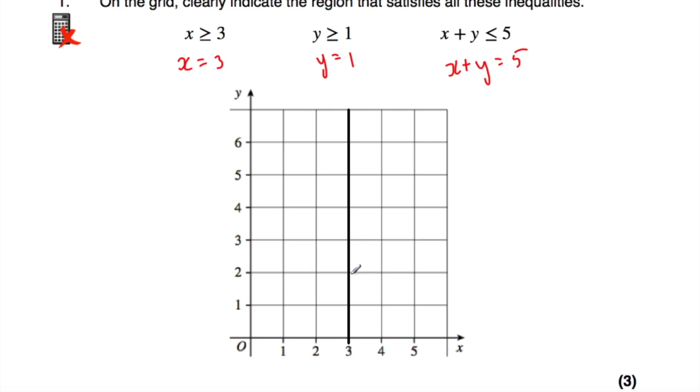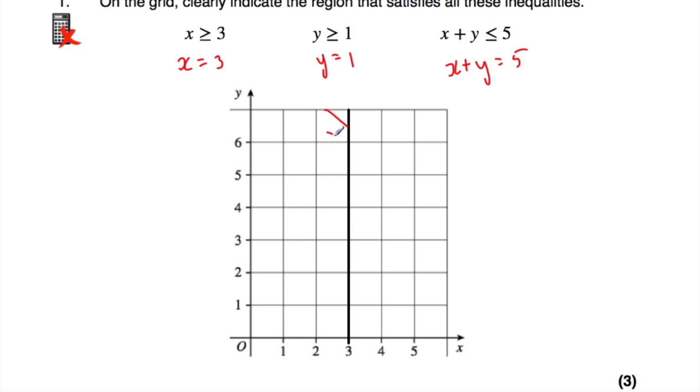All the points on that line have got an x coordinate that's equal to 3. And all the points on the right hand side would satisfy it as well because 4 across 2 up, as I said, that point there has got an x coordinate that's bigger than 3. So all the points that are either on the line or to the right of the line would satisfy the inequality.